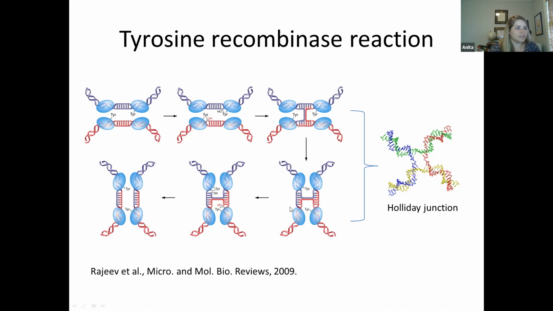And so basically you get this structure, and then the opposite tyrosines, from the ones that were not these, now the opposite sides, become active. They make the same kind of nicks. You get the same sort of annealing. And now you have basically swapped the sides of the DNA. And so this is how most of them work. Cre is just one kind of these.